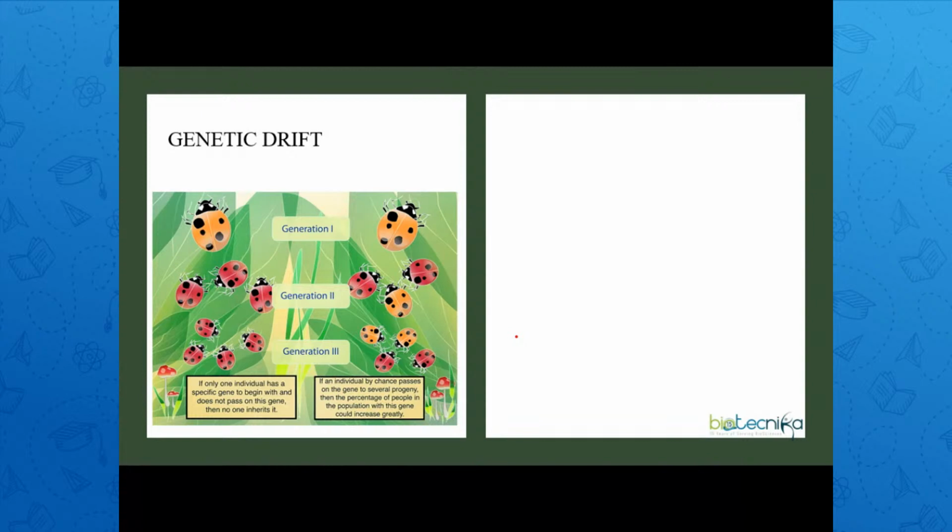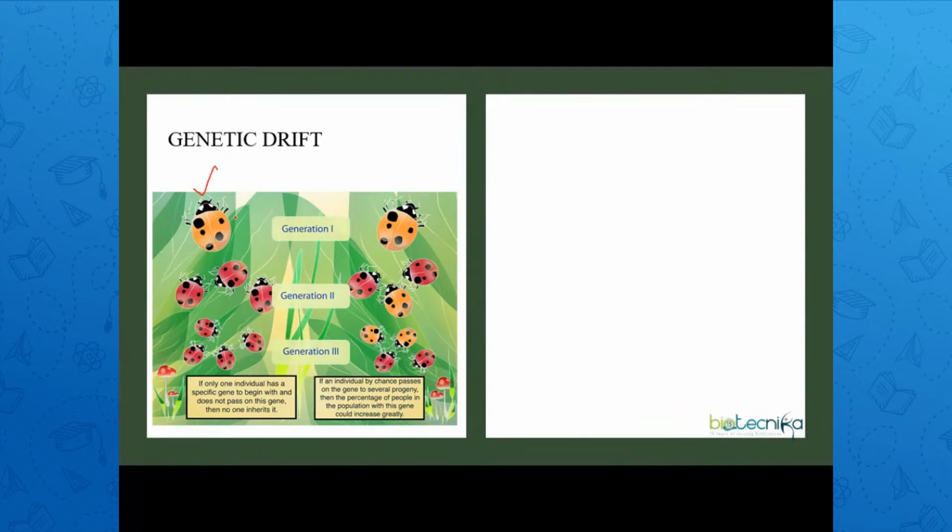Yes, that is one type of genetic drift. That is one example of genetic drift. Another aspect is this: suppose you have an individual with a specific gene, and this individual doesn't breed, doesn't have any individual to breed with. What will happen? These genes will not get passed on to the next generation.